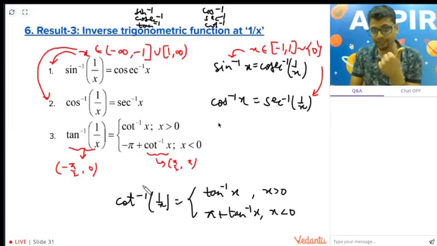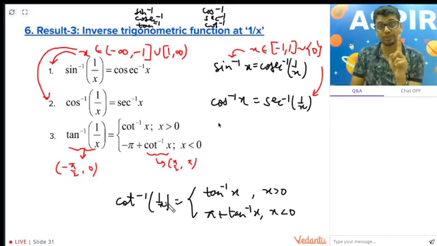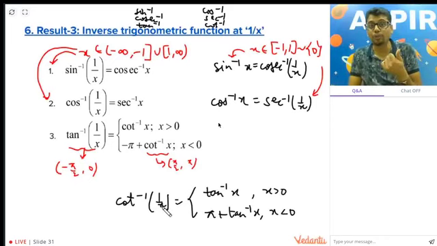Now please focus here also. If x is positive, cot inverse 1 by x, I mean 1 by x is positive, means 1 by x is also positive. So cot inverse 1 by x will give me output between 0 and pi by 2.